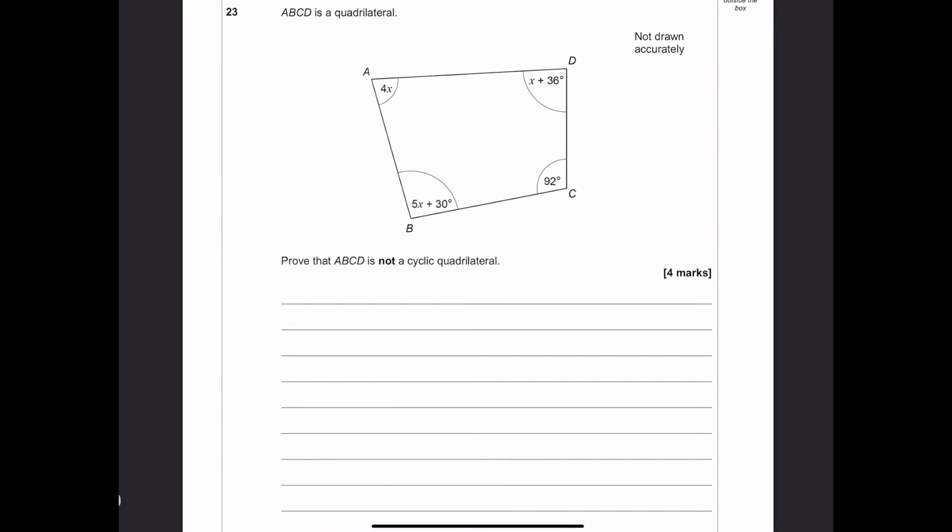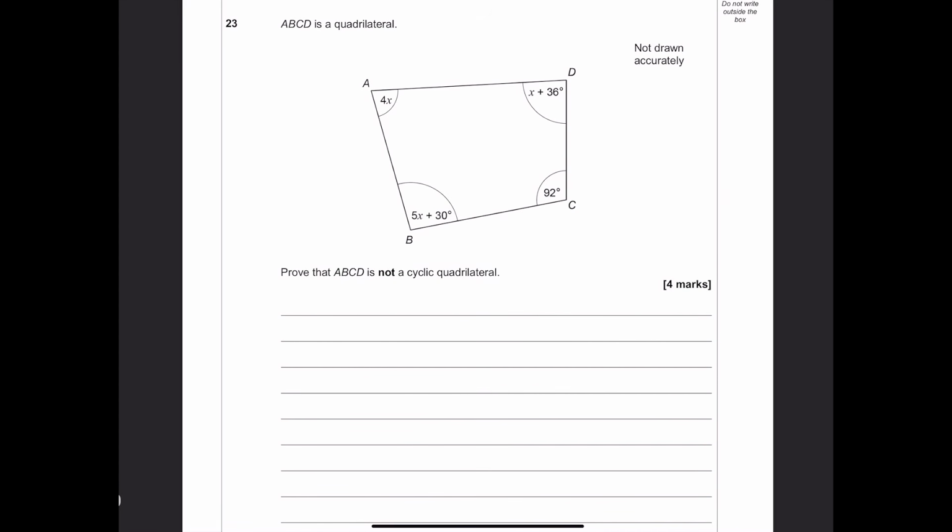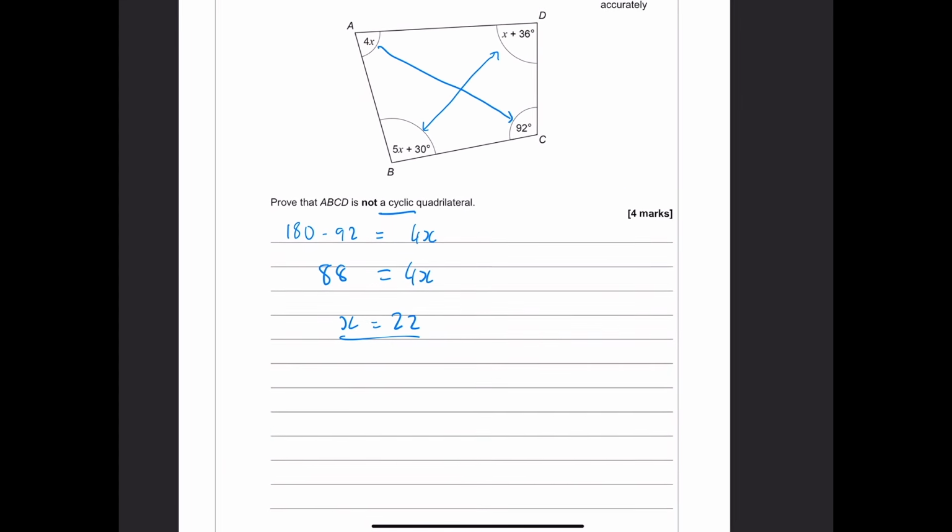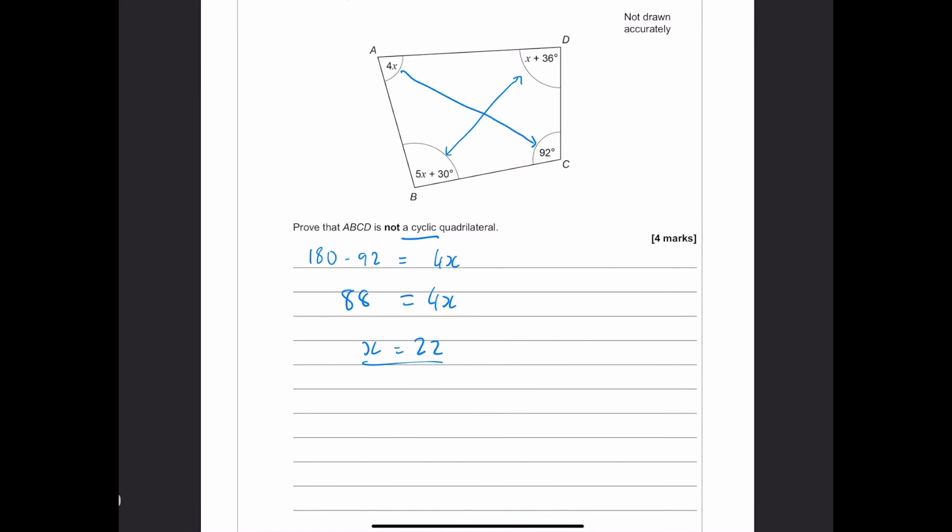ABCD is a quadrilateral. Prove that ABCD is not a cyclic quadrilateral. Now, cyclic quadrilateral means that the opposite angles add up to 180. So if we use this scenario here, in theory, 180 minus 92 should equal 4x. Now 180 minus 92 is equal to 88. So x is 22 in that case. So if it works when x is 22 here, then it should be a cyclic quadrilateral. So we're going to use kind of like a counterexample to prove that this doesn't work.